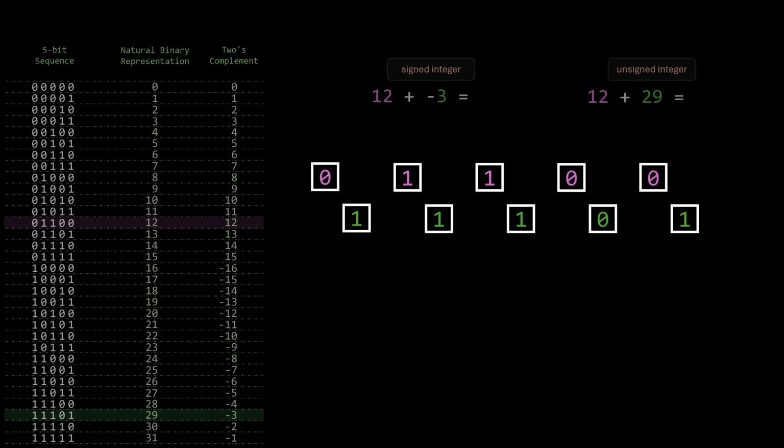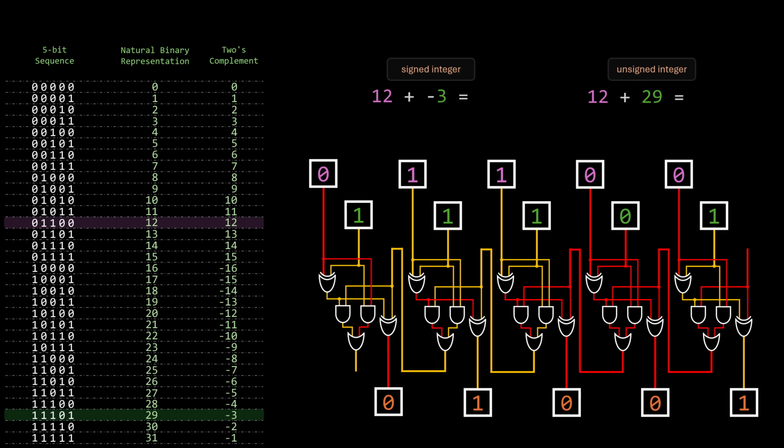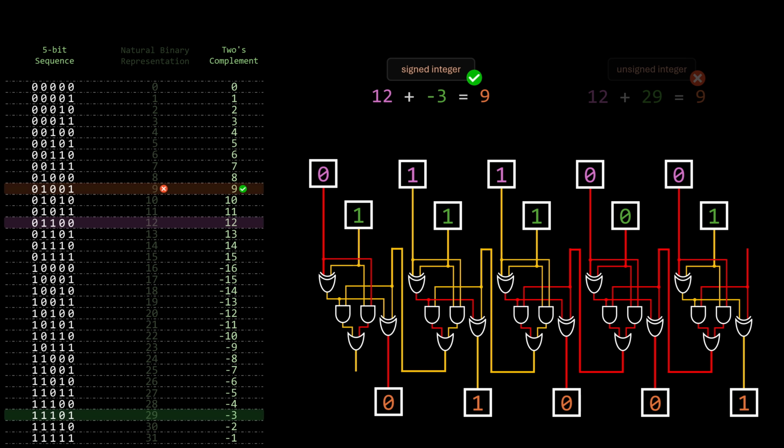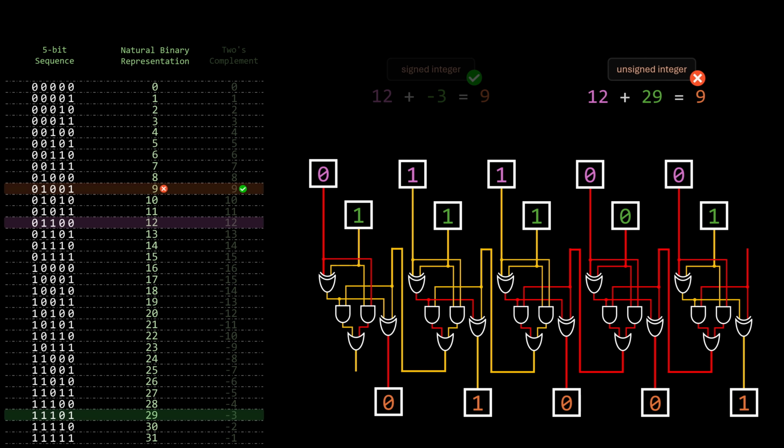Finally, I know that many of you like to experiment with the circuits I show on the channel. In some situations, you may encounter cases in which this circuit appears to produce the wrong result. Here, for example, the adder produces the 5-bit sequence 01001. In the signed integer domain, the operation being performed is 12 plus -3 equals 9, which is correct. However, in the unsigned integer domain, the circuit appears to be telling us that 12 plus 29 equals 9, and that is obviously not the correct result.